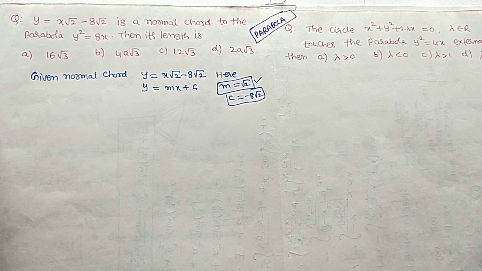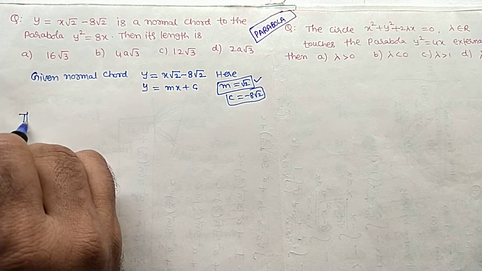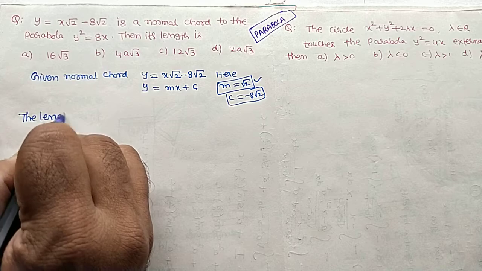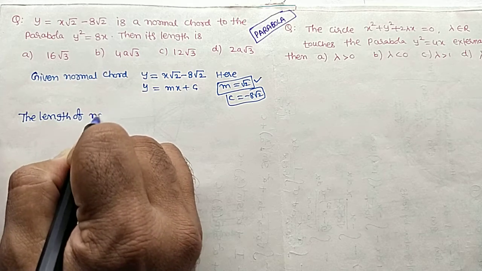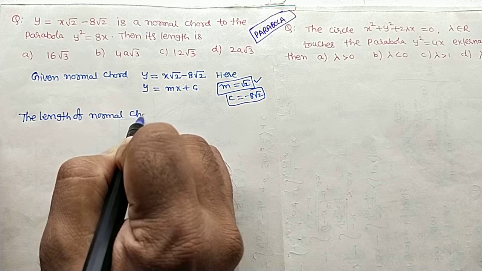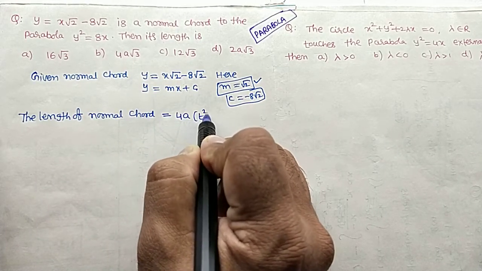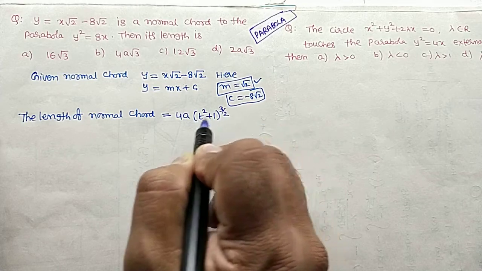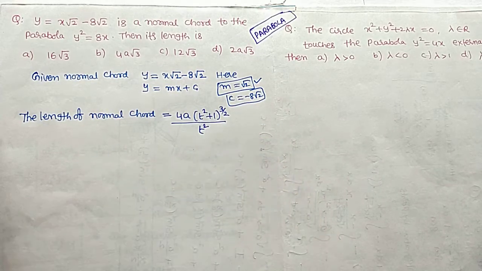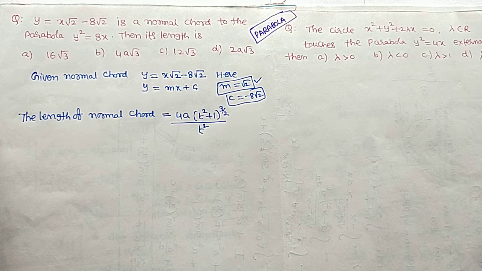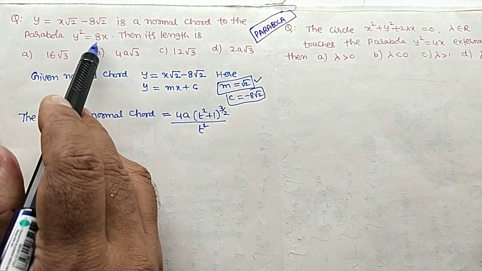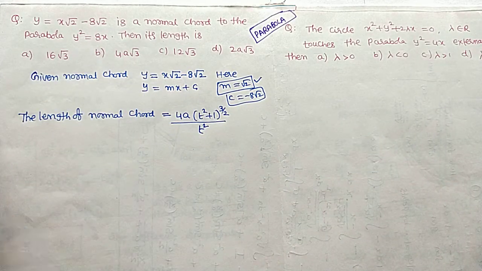Sir, what is the use of calculating the m value? What is the formula for the length of normal chord? Just now we discussed the length of normal chord to the parabola is 4a into (t square plus 1) whole power 3 by 2 divided by t square. This is the formula. What is the use of getting this formula? Here we got the value of m, and from the parabola a value we will get. But here t, how is it?